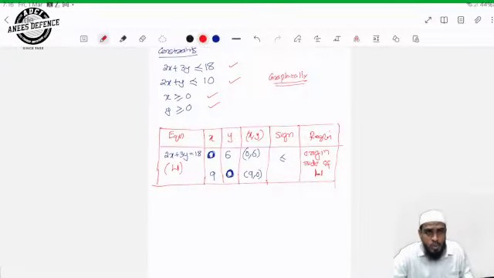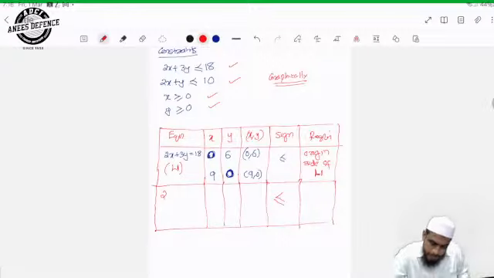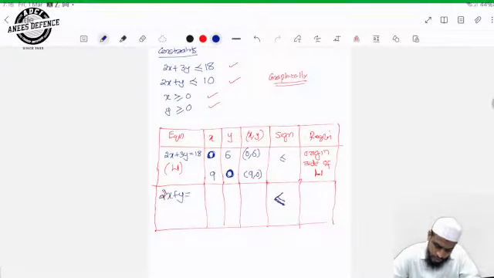Similarly, the next equation is 2x plus y less than or equal to 10. Here also the sign is less than or equal to. Instead of less than or equal to, we will put equality only: 2x plus y equal to 10.